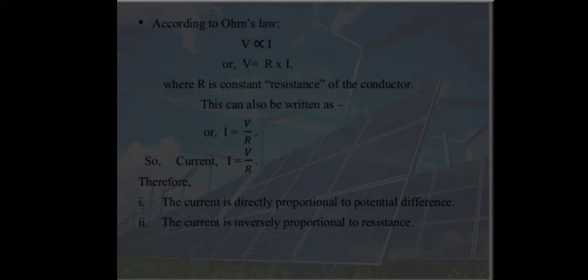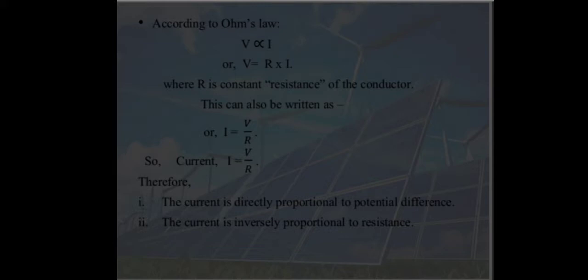Okay, so the proportional sign you have to remove, and you need to put R. R is the resistance. This is a constant value. This can also be written as I equals V by R. Remember, from there you can also write the definition of electric current. I equals V by R, so we can define it another way. What is electric current? The ratio of potential difference and resistance is known as electric current.